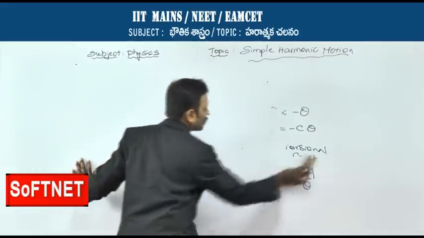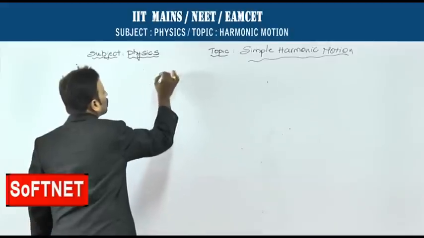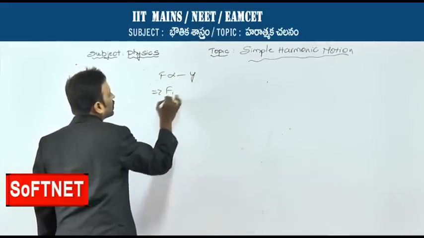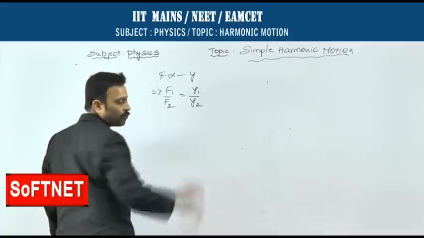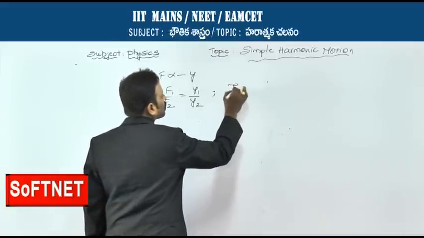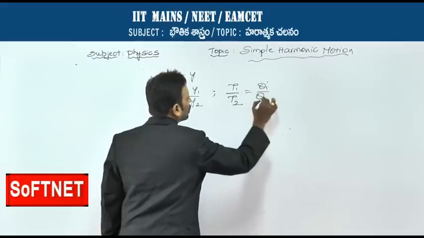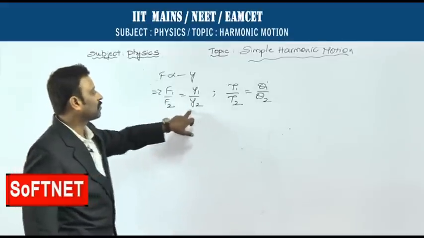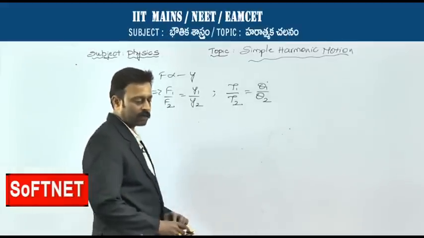As I told you just now, a restoring force is directly proportional to displacement. I can write, in case of a linear simple harmonic motion, F1 by F2 is equal to Y1 by Y2, and in case of angular simple harmonic motion, I can write tau 1 by tau 2 is equal to theta 1 by theta 2.